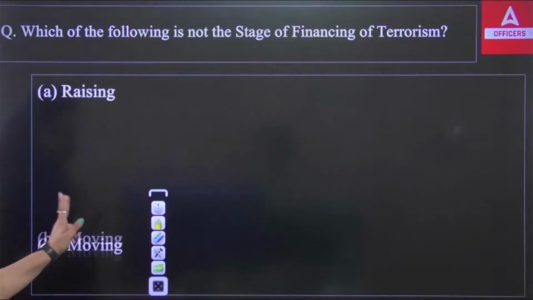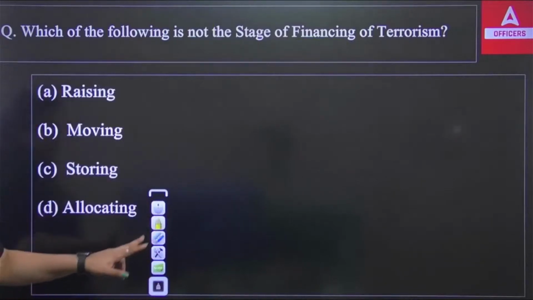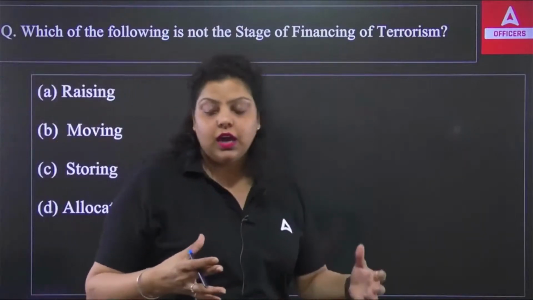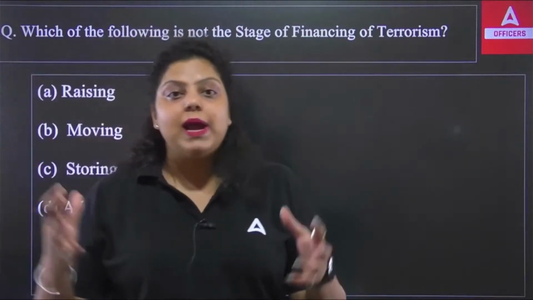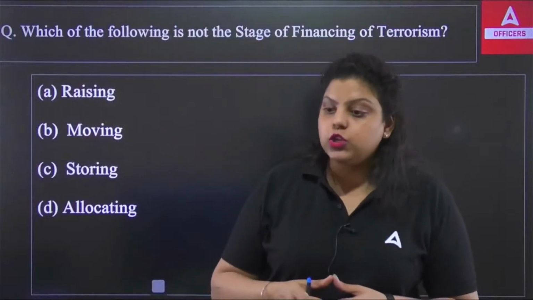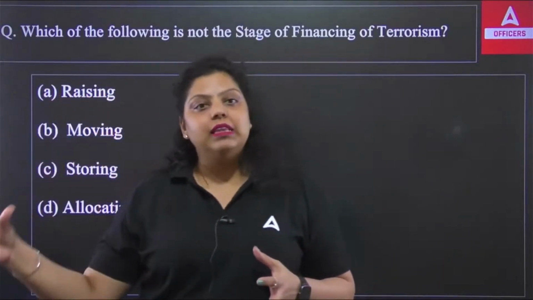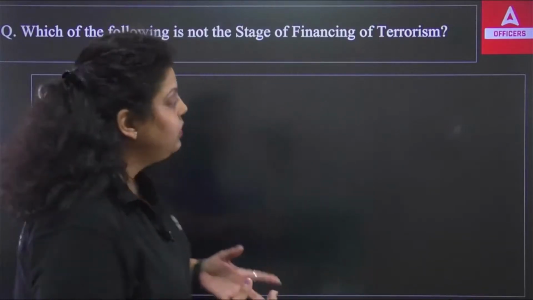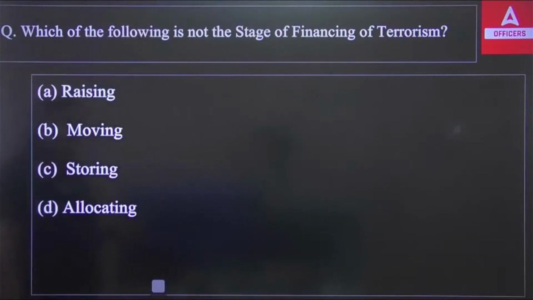So, the financing of terrorism simply means that there are certain people, there are certain terrorism outfits in the country. They use the financial sources, they use the financial systems to make the money available in the different locations. That's what we're talking about, financing of terrorism. So raising, moving, storing, allocating, these are the 4 stages.